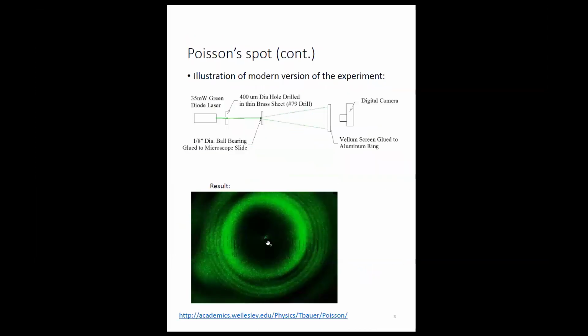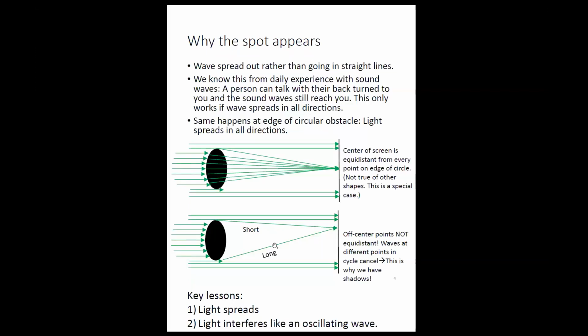If you look again at the experiment, you'll notice that around the bright spot you can see little ripples around the edges, but they get faint very, very quickly. And the fact that they get faint very quickly is why we normally just notice shadows. So the two key things from this experiment are that light actually does spread out. You might need to use a pretty small object to see the effects, because the smaller the object, the closer it is to the wavelength. And when it spreads out, it interferes like an oscillating wave.